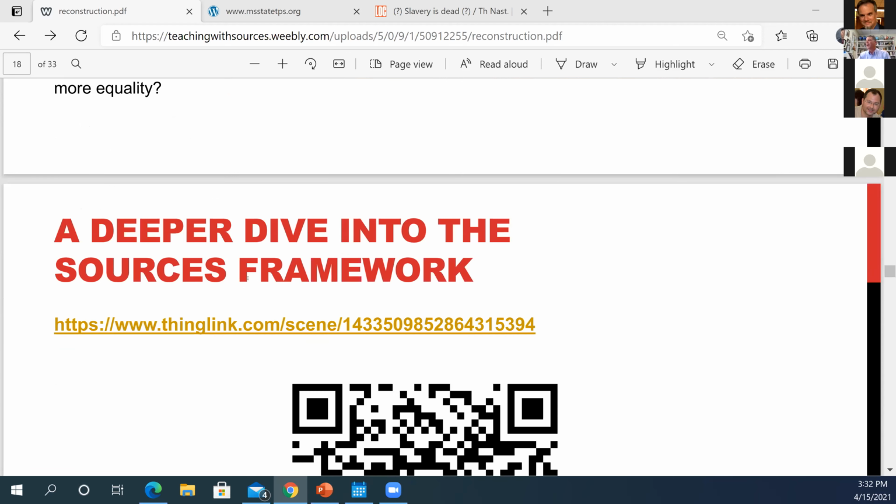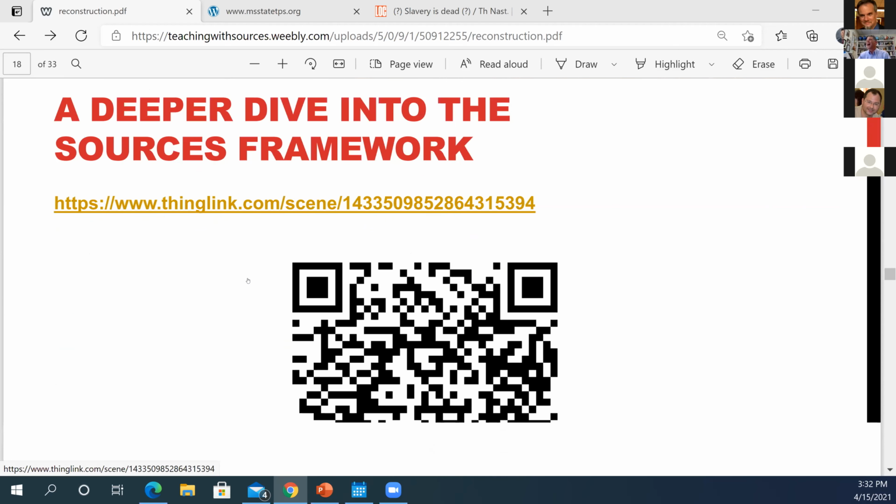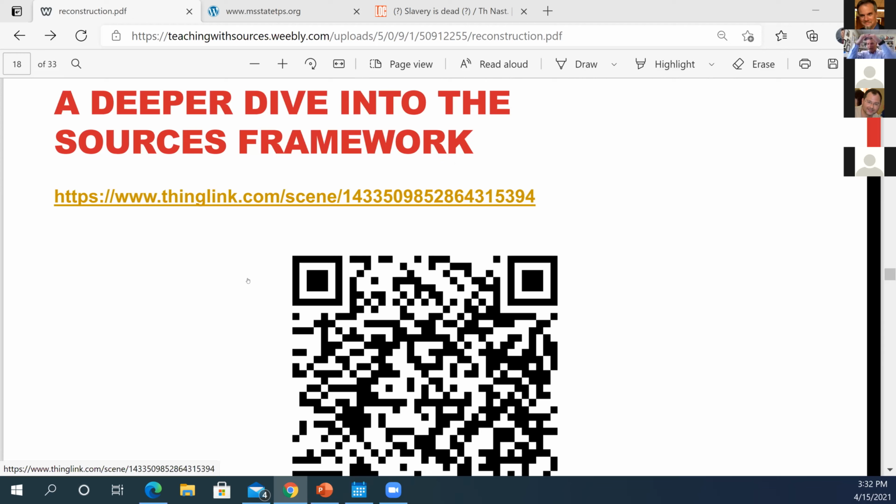So what we're going to do is a little deeper dive into the sources framework. I'm not going to do this linearly. I'm going to do it throughout the source. And so I'll be hitting on each one of the SOURCES, each one of the steps.